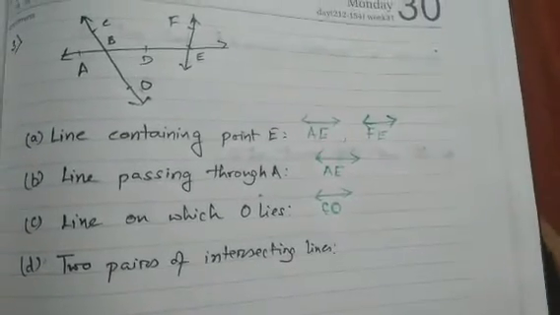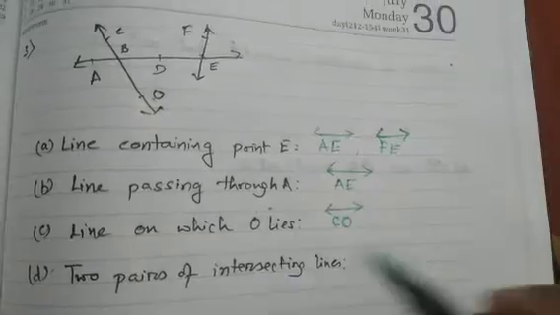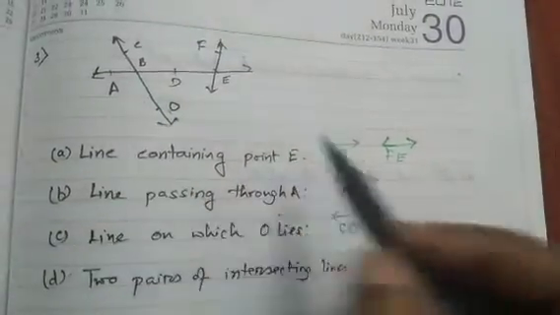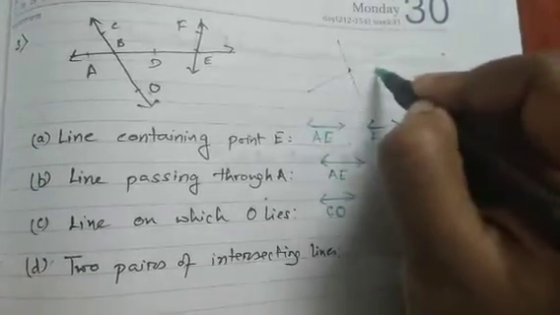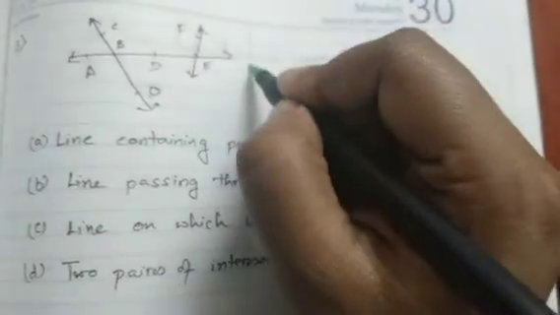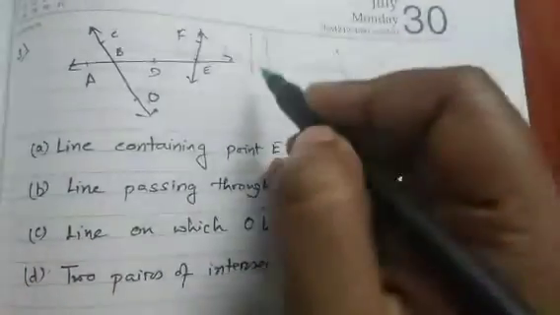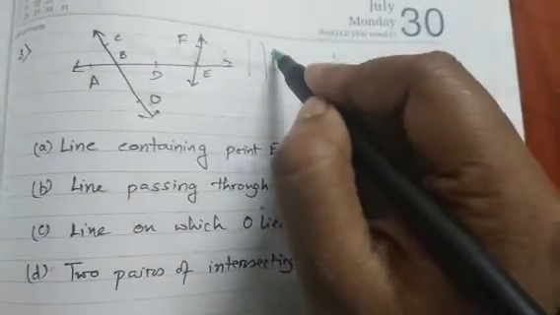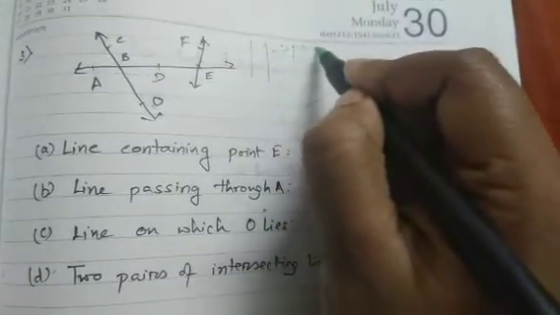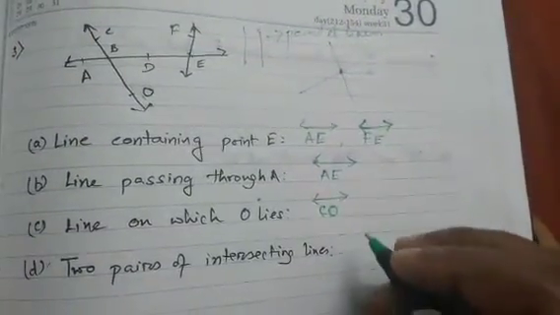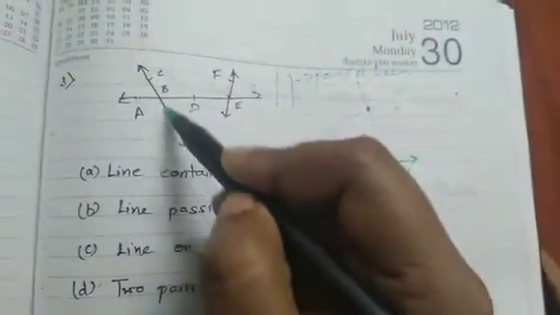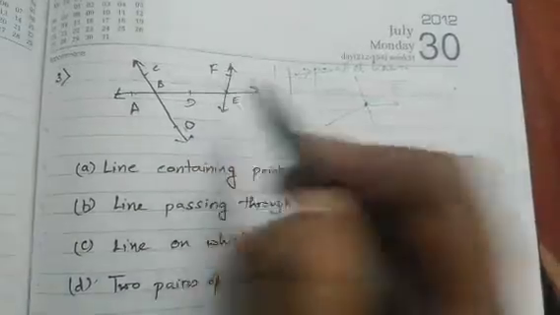Next, two pairs of intersecting lines. What is an intersecting line? If two lines meet at a point, then it is an intersecting line. And if two lines are parallel to each other, they have the same distance, they are not going to meet, then they are parallel lines. Okay? Now, two pairs of intersecting lines. This line and this line are going to intersect. Check. The CO and AE will intersect.